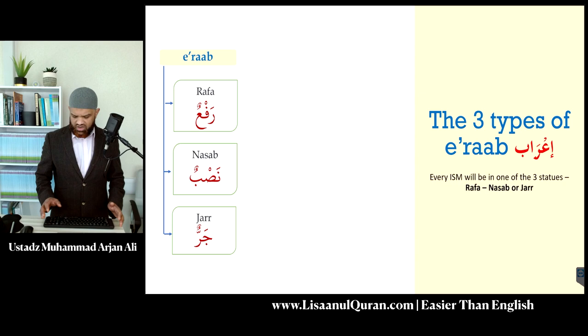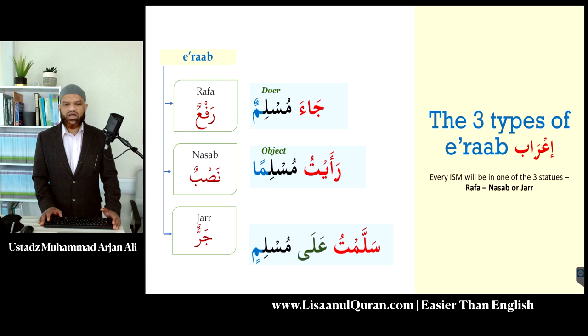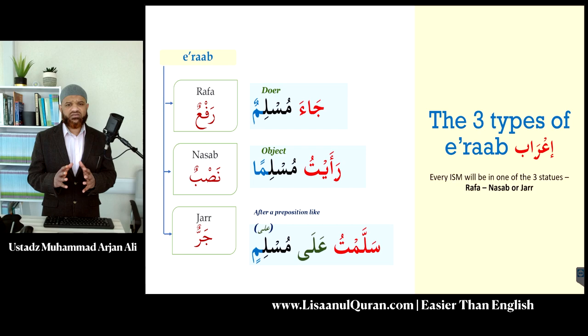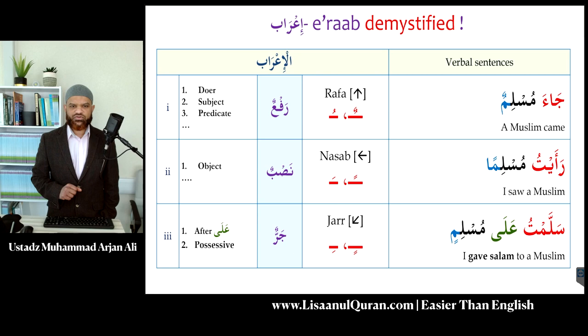When is it rafa? Well, to remember it, I've given you the sentence, Ja'a Muslimun. A Muslim came, doer. And then we have Ra'aytu Musliman, nasab state, when it is the object. And the third, Salamtu ala Muslimin, when it's coming after a word like ala, which is a preposition. So this is the summary of what you need to recall as far as the subject of i'rab is concerned. In order to completely demystify the subject of i'rab, this table, inshallah, has a summary of everything I've discussed with you so far.